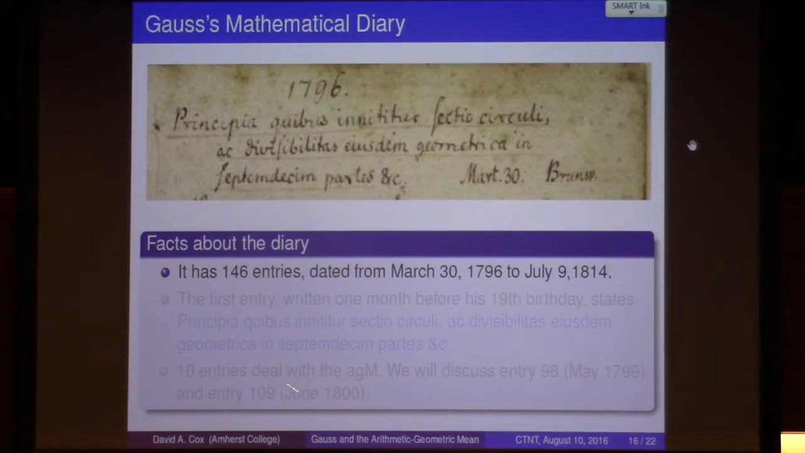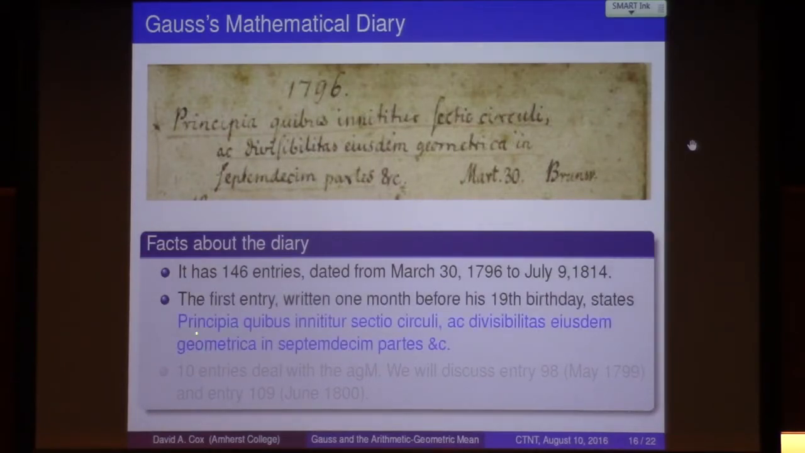So, like I say, that's 146 entries. There's the first one. He stopped doing it around 1814. And like I say, here, written out in a slightly more legible form, is the very first entry. And it turns out that of these 146 entries, 10 of them deal with the AGM.